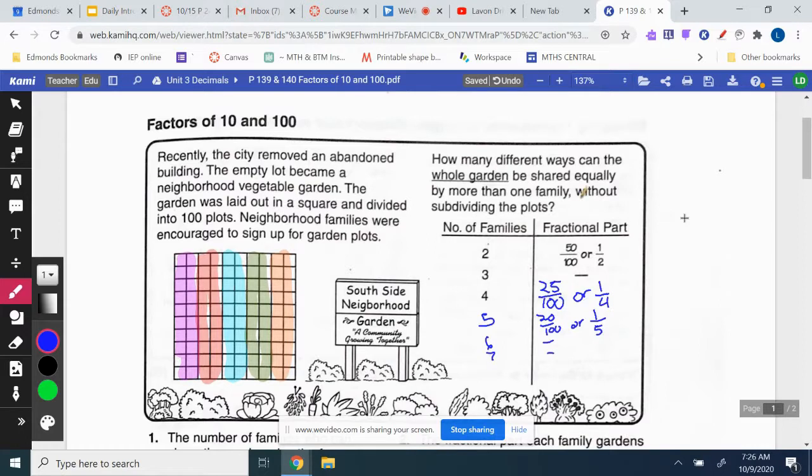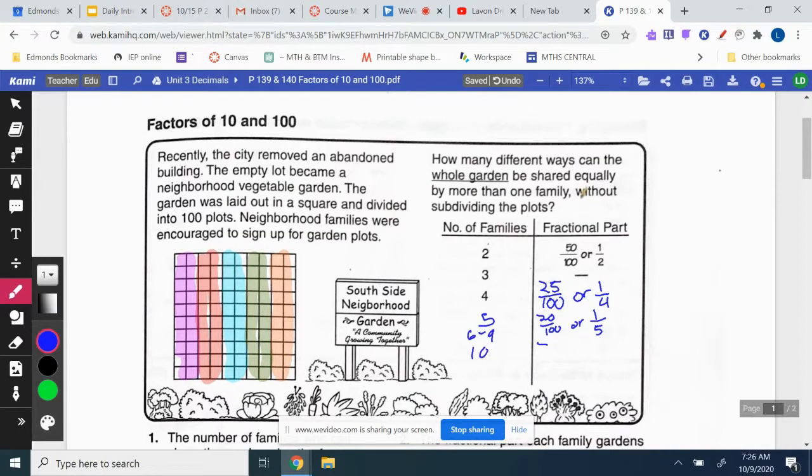If 3 doesn't go into the property evenly, even 6 won't either. 7 won't go in evenly. 8 doesn't. 9 doesn't. So I'm going to erase this so that we have space to write on here. 6 through 9, they can't share it evenly.